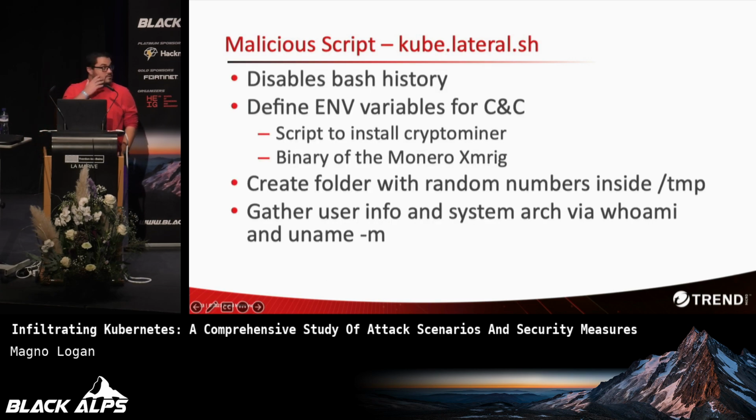What does the script do? The script disables bash history. It creates environment variables for the C2, command and control, the script to install the crypto miner, and the binary of the Monero XMRig, right? It creates a random folder, with random numbers. The name of the folder is three randomly generated numbers inside the temp directory. And they also gather user and system information via some common Linux commands.